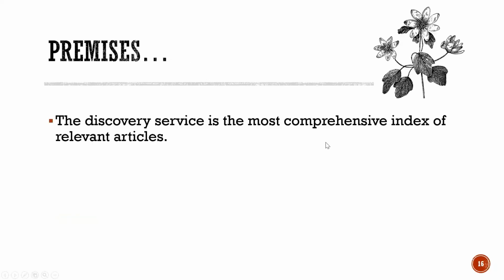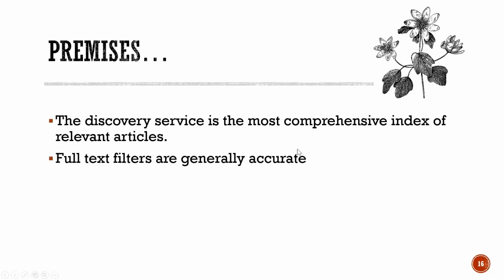So what are the background assumptions behind the development and use of these ratios? First of all, we're making an assumption that the discovery service is the most comprehensive index of relevant articles. And hopefully that's a safe assumption. If not, we have other work to do. And also we are assuming that our full text filters are generally accurate. We're really relying on that particular function to give us meaningful numbers.